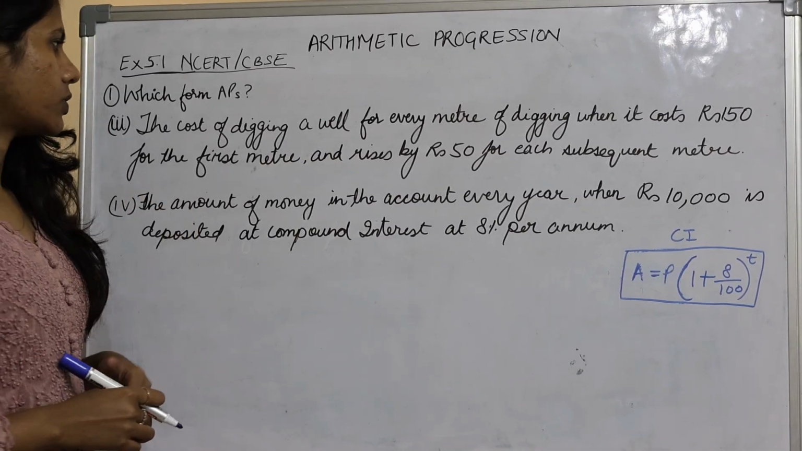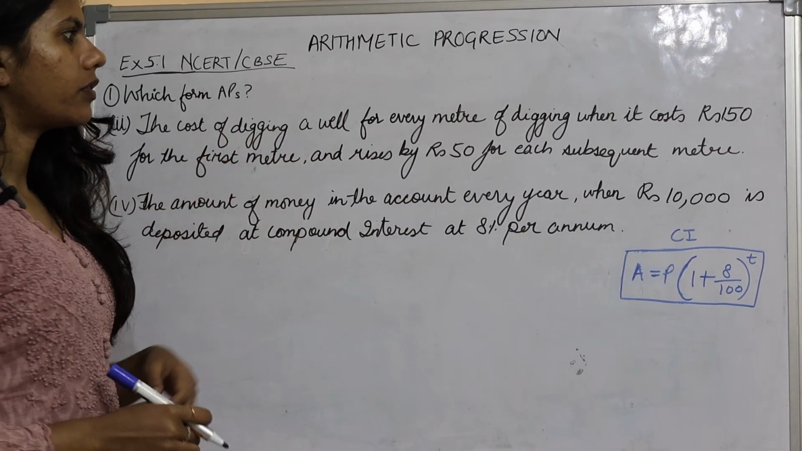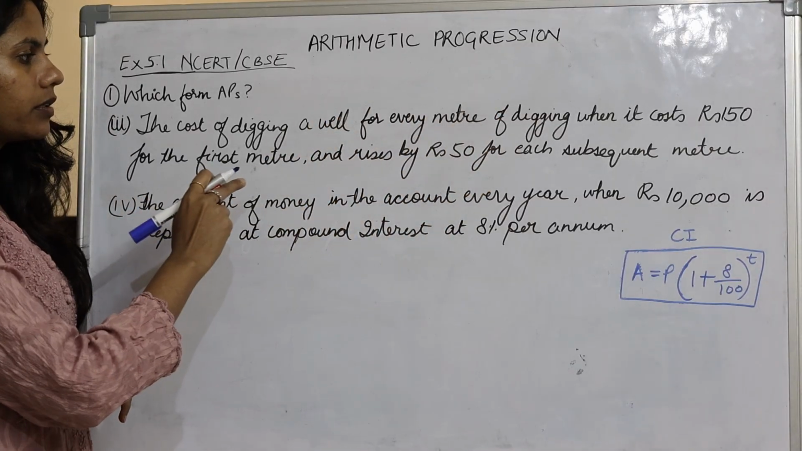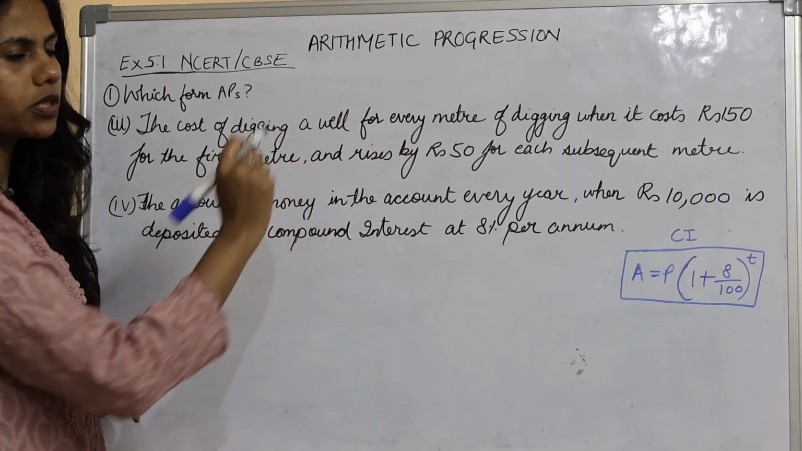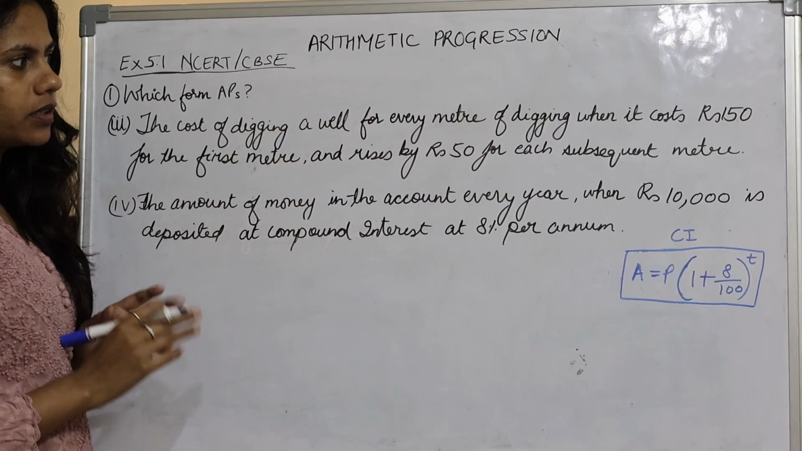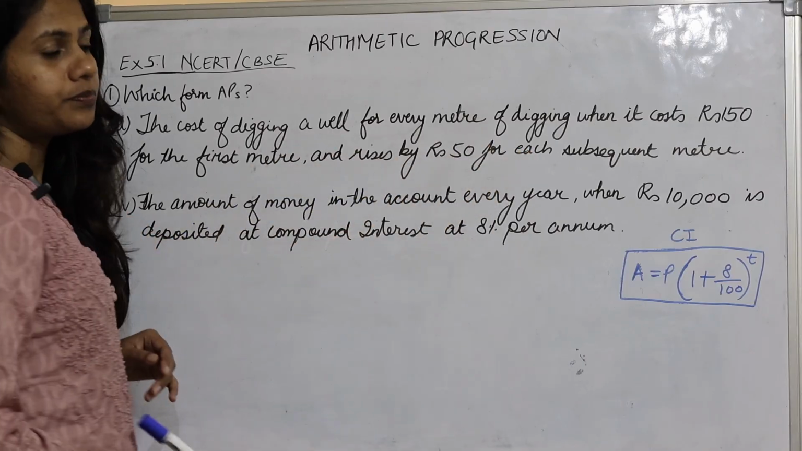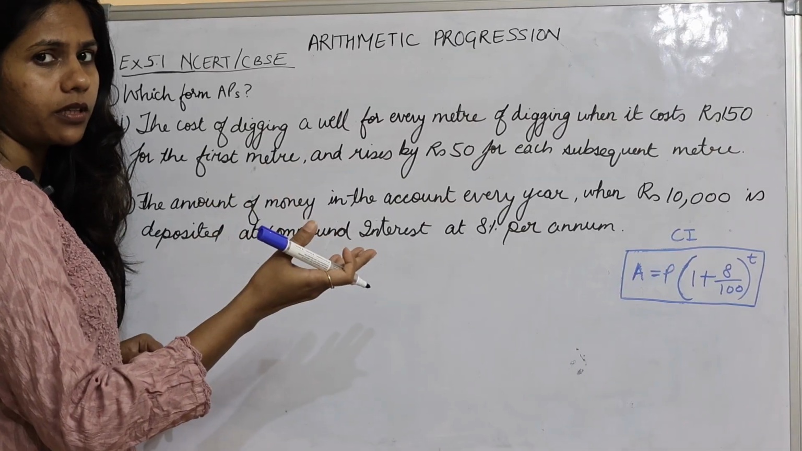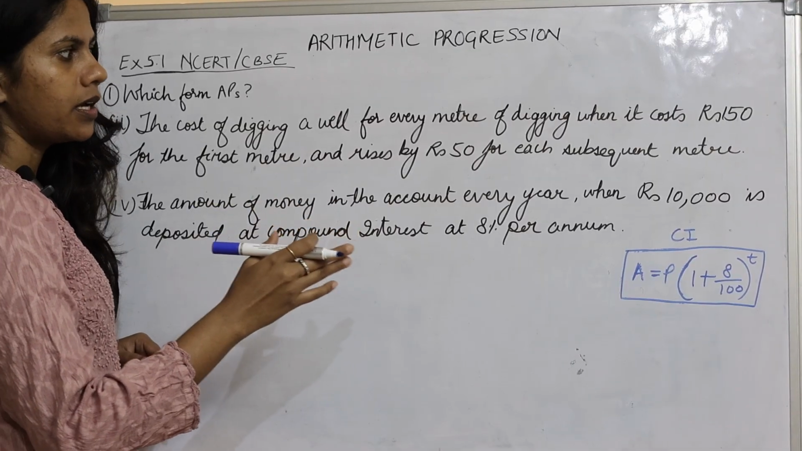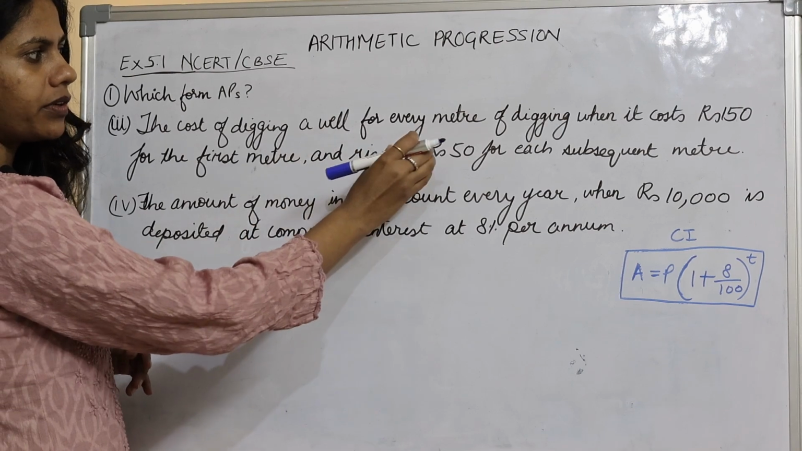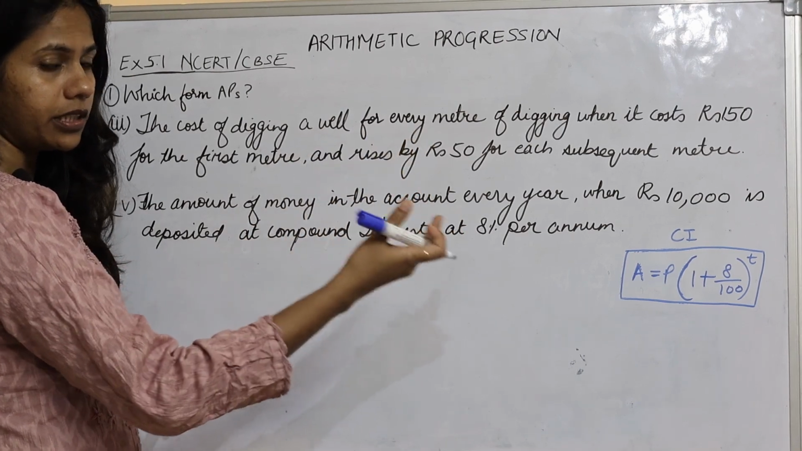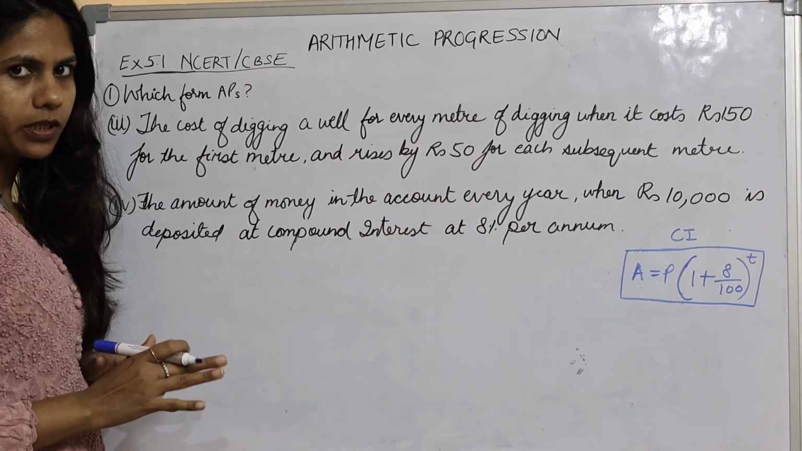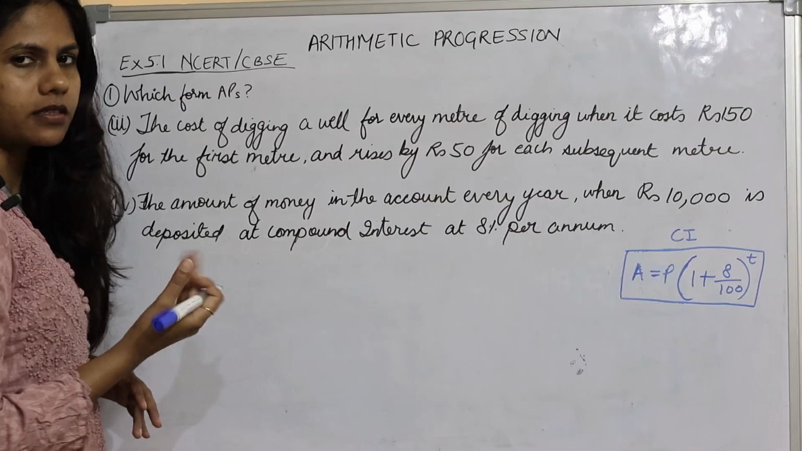Let's start with the third option. The cost of digging a well for every meter of digging, when it costs rupees 150 for the first meter and rises by 50 for each subsequent meter. See one thing: if subsequent is mentioned, it means they are referring to each next meter or kilometer or unit, whatever unit it is. If they have mentioned that 50 is increasing for each unit, each subsequent meter, in that case mostly it will be an AP. But let's form the series and see.